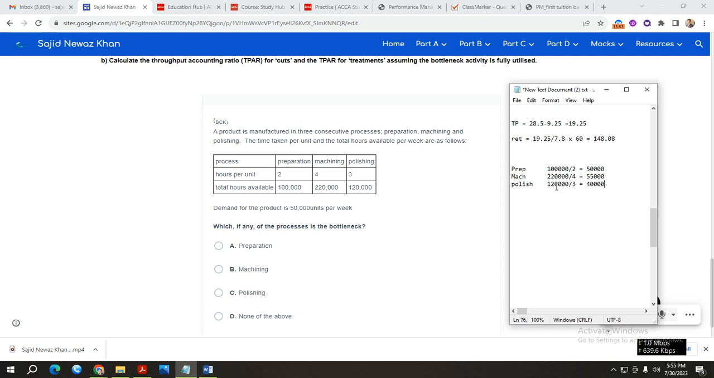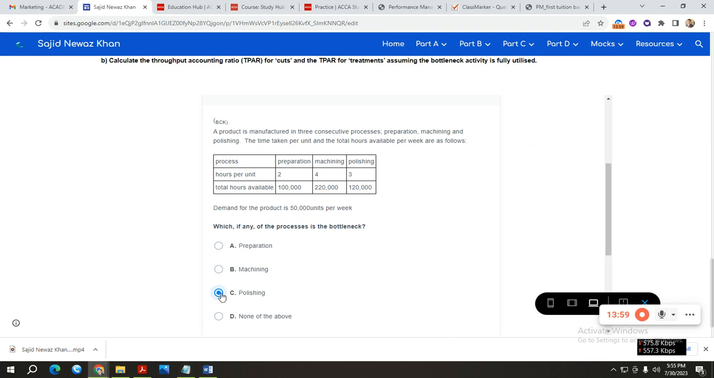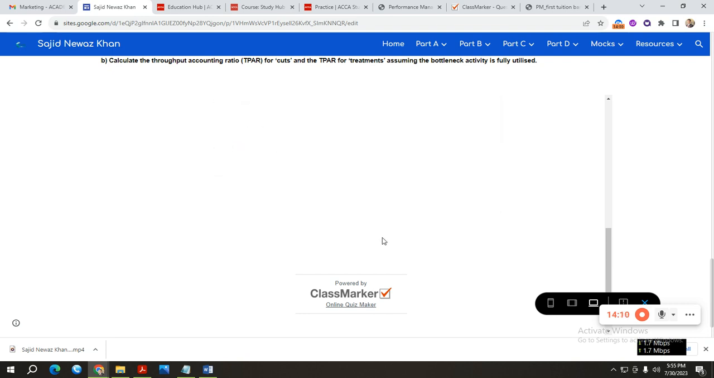40,000 করতে পারবো। তিনটা প্রসেসের ভিতরে সব থেকে স্লো কোনটা? সব থেকে কম আমরা করতে পারবো when it comes to polishing. So this definitely is my bottleneck resource. যতটুকু তথ্য আছে এর ভিতরে this one is my bottleneck resource. All right, okay, so let's go to the next one.